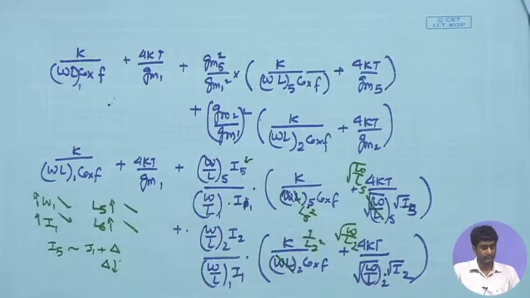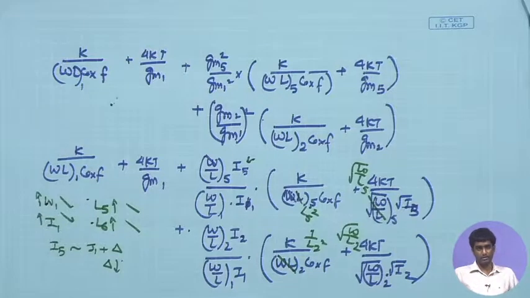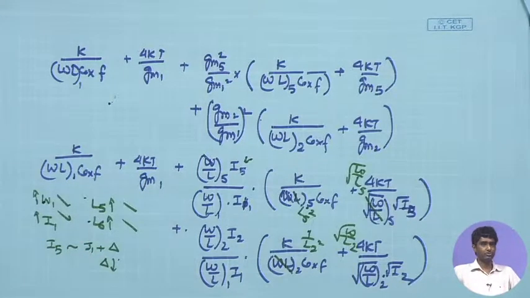So, we have arrived at the dependency of the overall input referred noise on the bias currents of these devices and also the dimensions of these devices. And important takeaways with respect to sizing are a large L5, a large L6, a large W1, and a significantly strong dependency on the input bias current. So, once again, the bias current of the input stage is going to play an important role, especially if you want to minimize the 1 upon F noise corner.